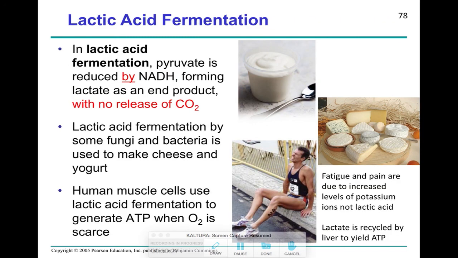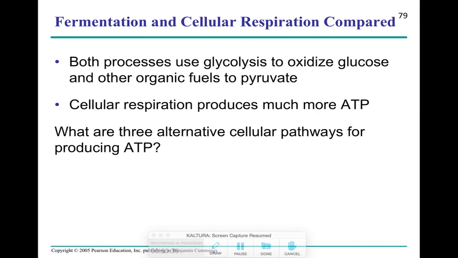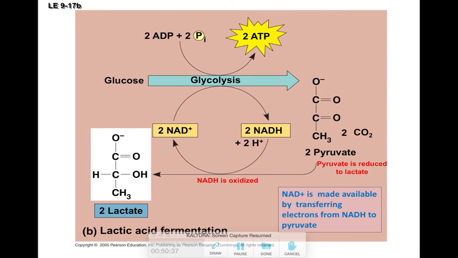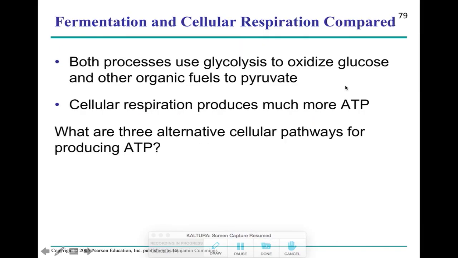So our muscle cells carry out lactic acid fermentation, which is breaking down of food to release energy and continue the process. The purpose of fermentation is to free up NADH to make NAD plus, so that glycolysis can continue. Yes, both processes, fermentation and cellular respiration, including aerobic and anaerobic respiration, all of them use glycolysis, all of them.